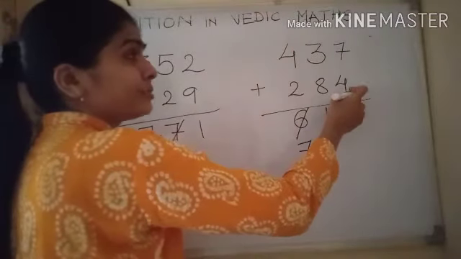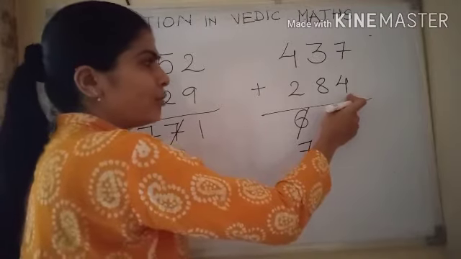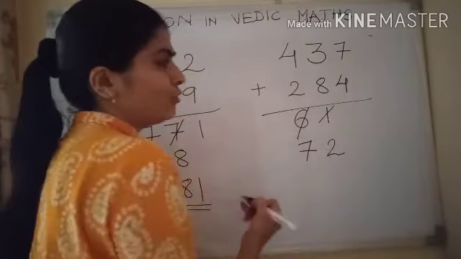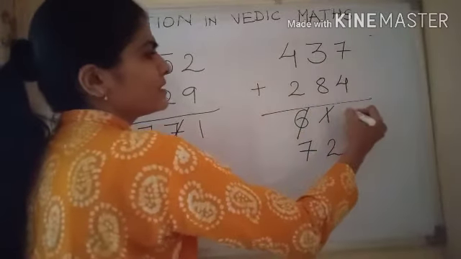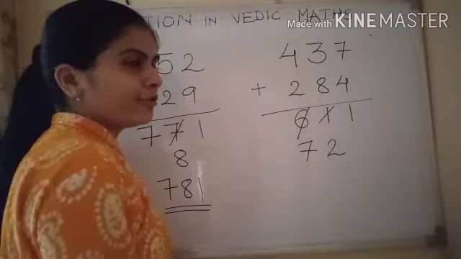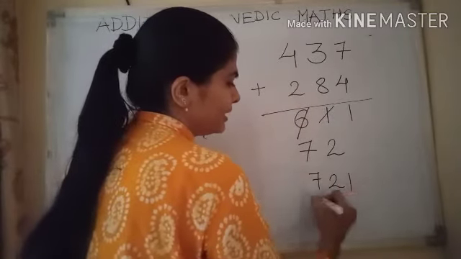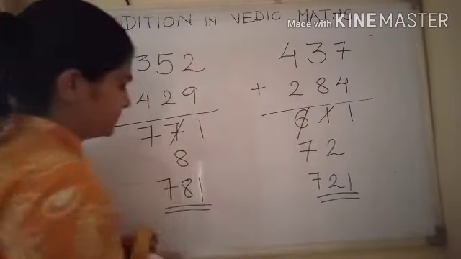What about the next pair? The next pair is 7 and 4, which is a carry combination. It means instead of 1 we need to write 2, because the next pair is a carry combination. And 7 plus 4 is 11. It means we are going to write 1. So the answer is 721. Hope you have understood it.